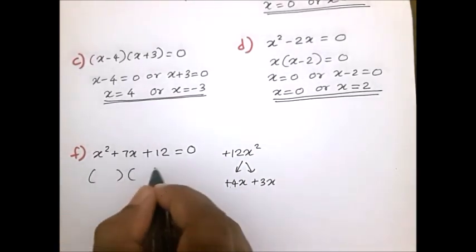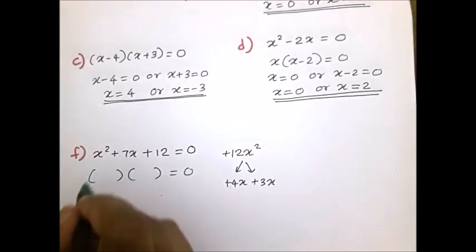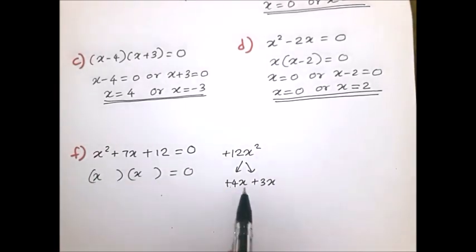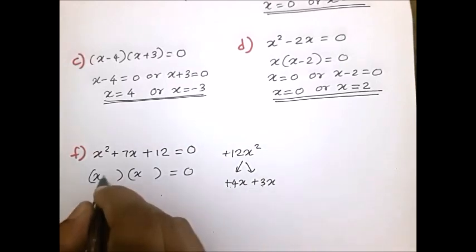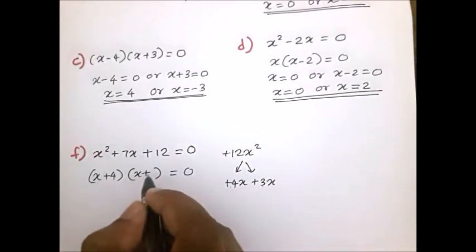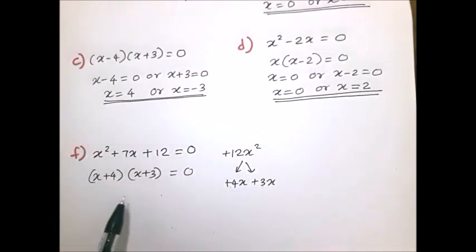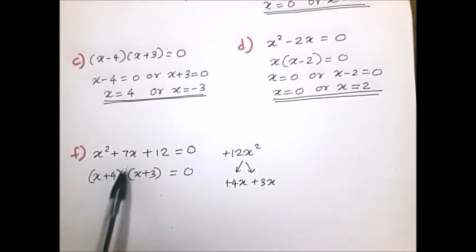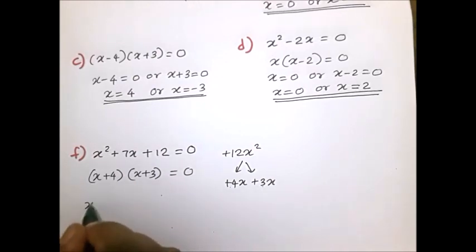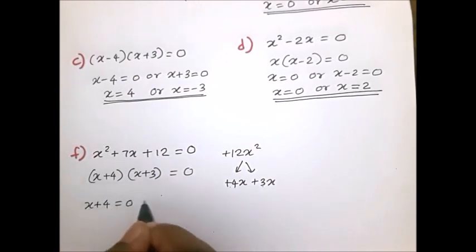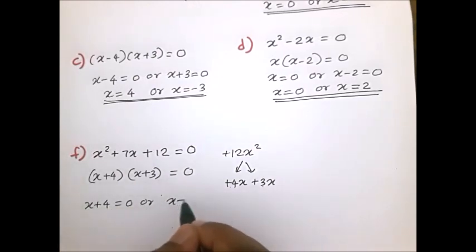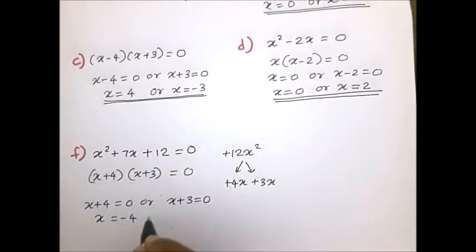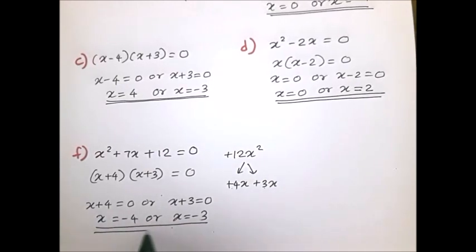I am going to write factors at once. X, x. Here plus 4, here plus 3. So factors are x plus 4 and x plus 3. When you multiply these two, 4 multiplied by 3, 12, 4 plus 3, 7. Now you can write x plus 4 equals 0 or x plus 3 equals 0. Then subject x. X equal minus 4 or x equal minus 3. This is the answer.